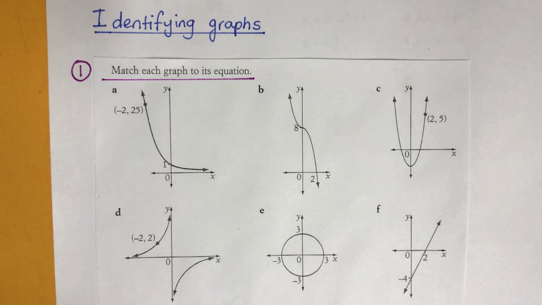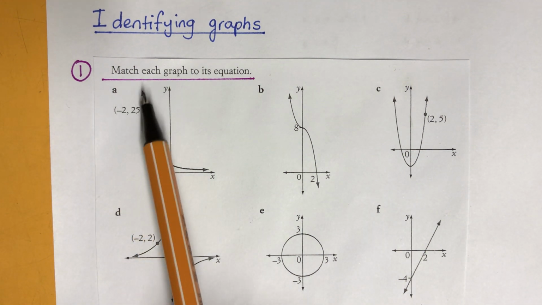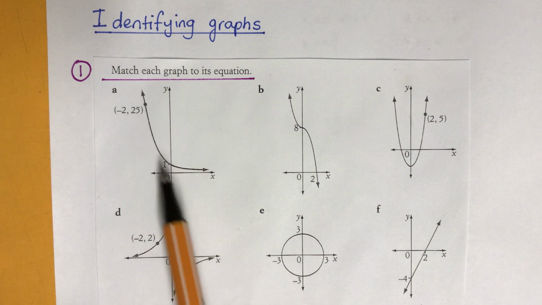Okay, identifying graphs. So there are 3 examples I'm going to go through. And first one, we have a match each graph to its equation. So we got 6 examples in this question. Let's have a look at the first one. This one is definitely exponential curve.